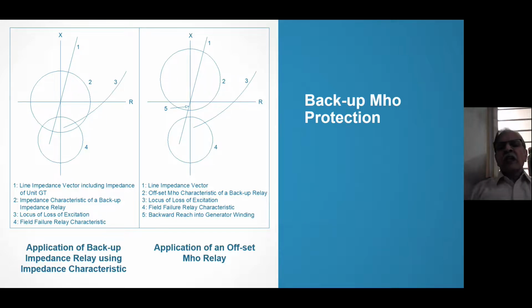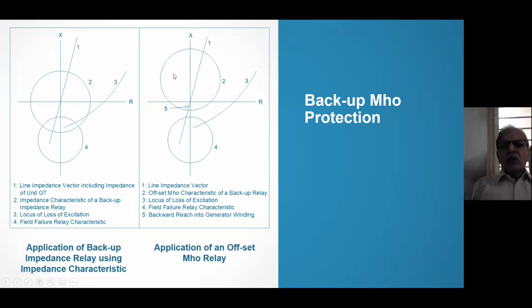You cannot provide an overcurrent relay for backup because it cannot be set. You cannot supervise the overcurrent relay by an undervoltage relay also, because undervoltage will not occur. The AVR will correct the voltage to normal. So you have to depend on the distance relay. So backup in the generator is provided by the backup offset mode relay, shown as number 2. Offset characteristic number 2. This characteristic is given.